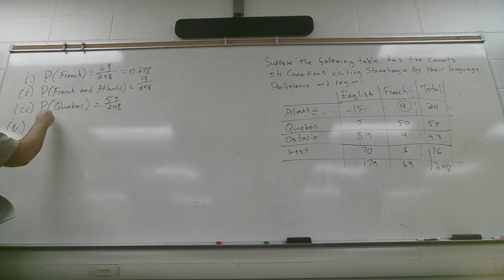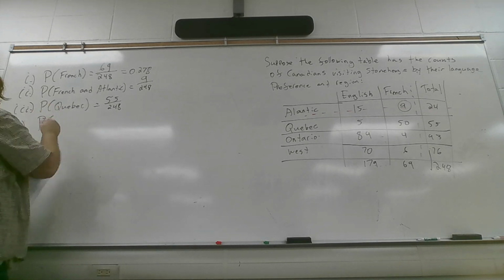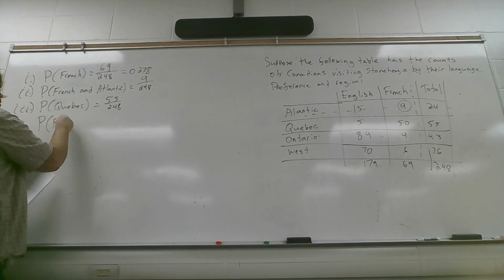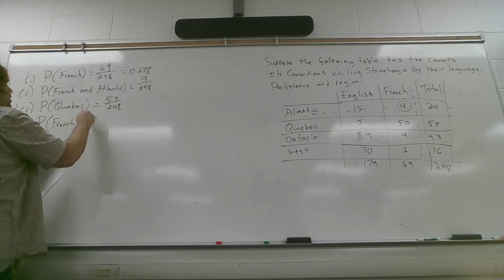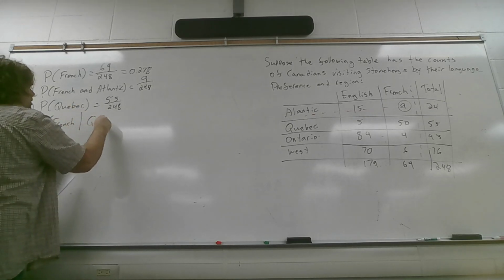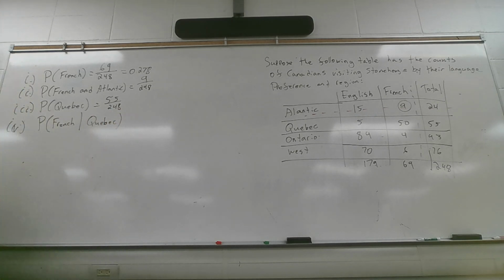The probability that someone speaks French or prefers French, given that they're from Quebec. This is what I mean by they constructed it very specifically for this, because we expect this number to be pretty high, pretty close to 1. Most people from Quebec would probably select their language of choice to be French. So, okay, how do we do this?